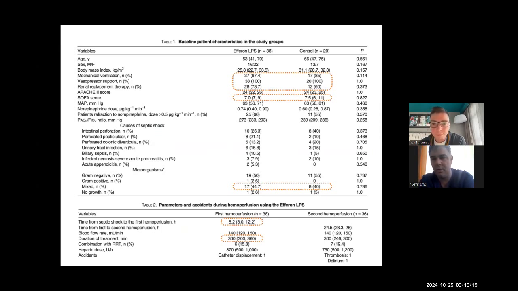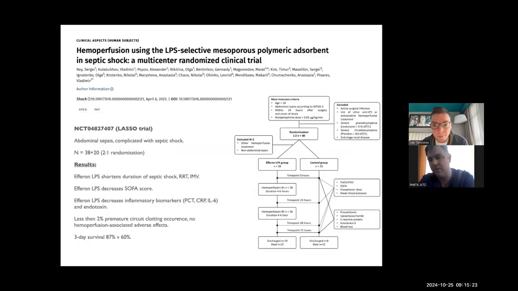What do you suggest? When should we initiate hemoadsorption therapy? As early as possible. I know. Okay.